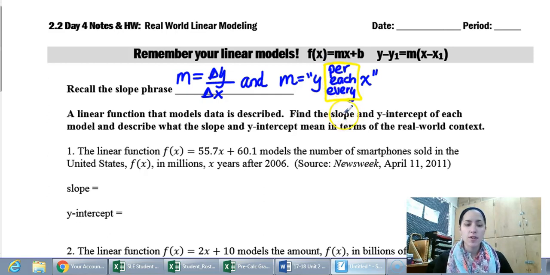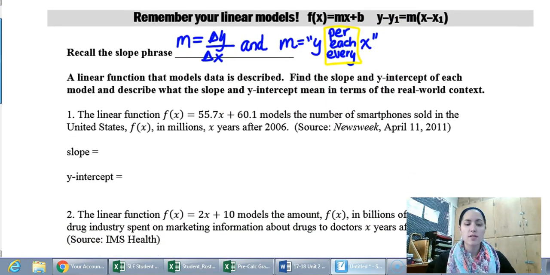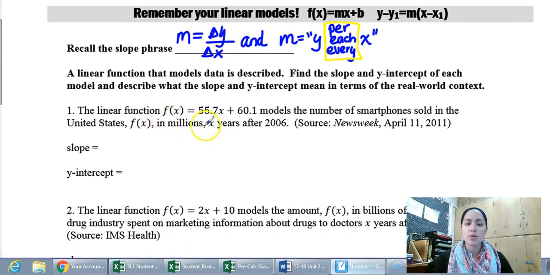So let's get right into this first set of practice. It says a linear function that models data is described. Find the slope and y-intercept of each model and describe what the slope and y-intercept mean in terms of the real-world context. So if I look at number 1, it says the linear function f of x equals 55.7x plus 60.1 models the number of smartphones sold in the United States, f of x, in millions, x years after 2006.